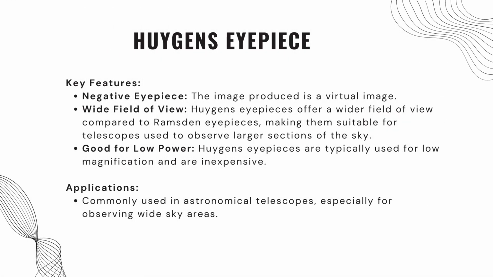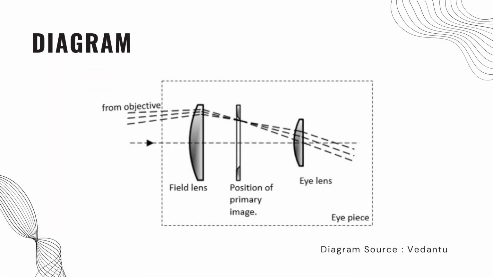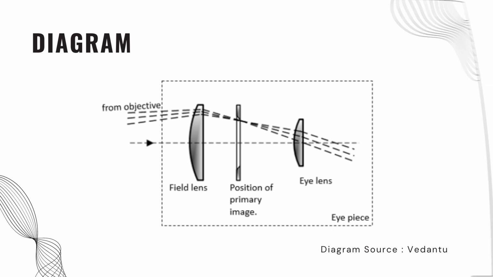Key features are negative eyepiece, that is the image produced is a virtual image. It has a wide field of view and is good for low magnification. It has its application in astronomical telescopes. A diagram of the Huygens eyepiece shows the two plano-convex lenses, with light passing through the field lens and eye lens, creating a virtual image observed by the viewer.